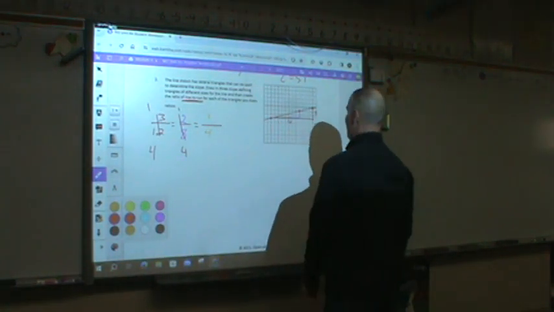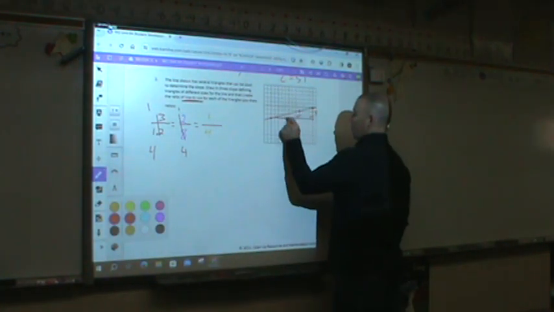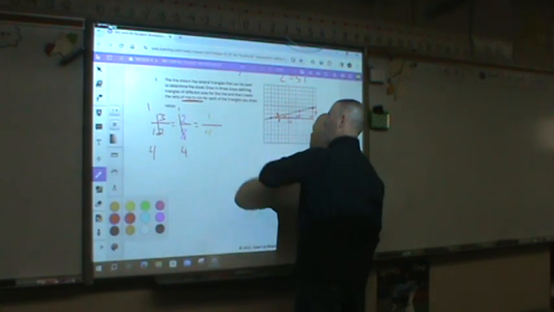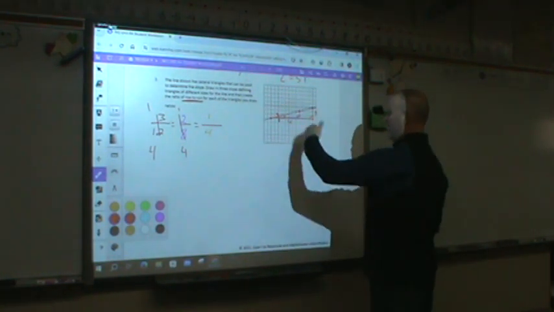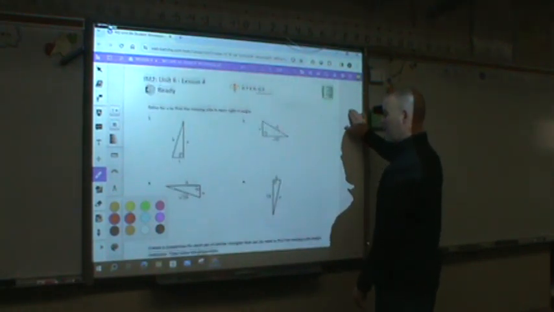Now why does that happen? That happens because all of these triangles have a right angle right here, and they all share a common angle over here. They are similar triangles, that's why. Remember, similar figures: angles are the same, and sides are proportional.